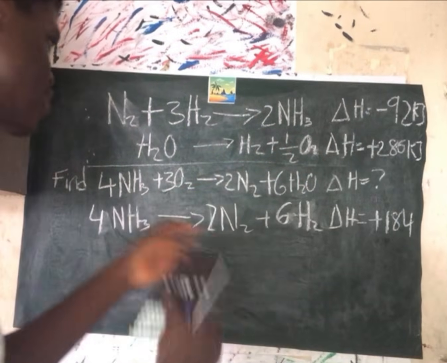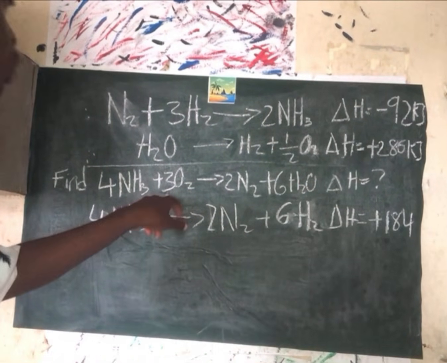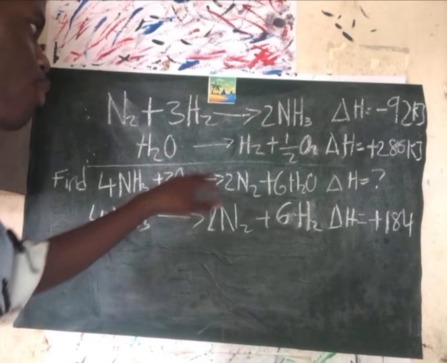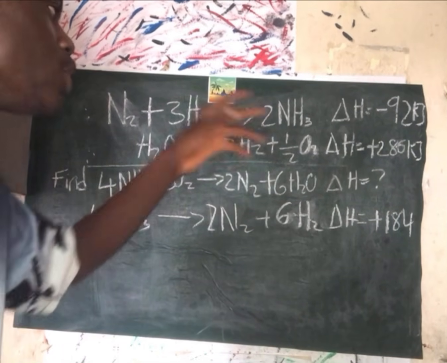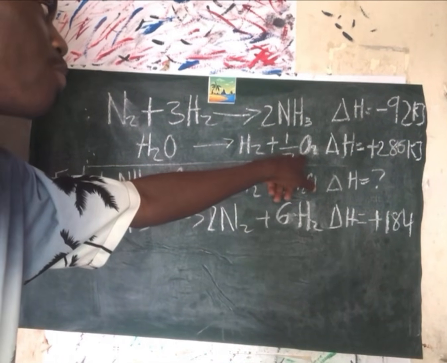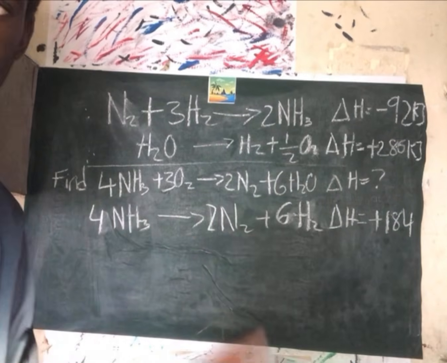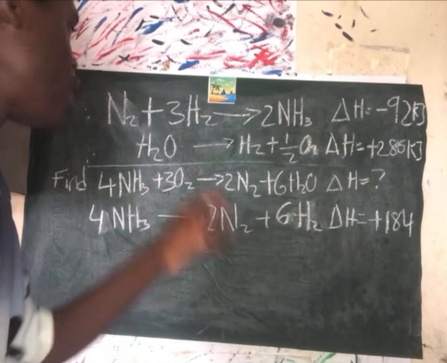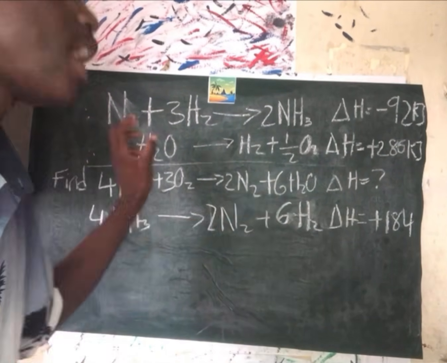So what we have to do is we reverse it. But now we have 3O2, we have 3 molecules of oxygen here, but here is half O2. So what are we going to multiply by half to give us 3? That will be 6, because 6 times half is 3. So we have to multiply all this equation by 6 and reverse it.